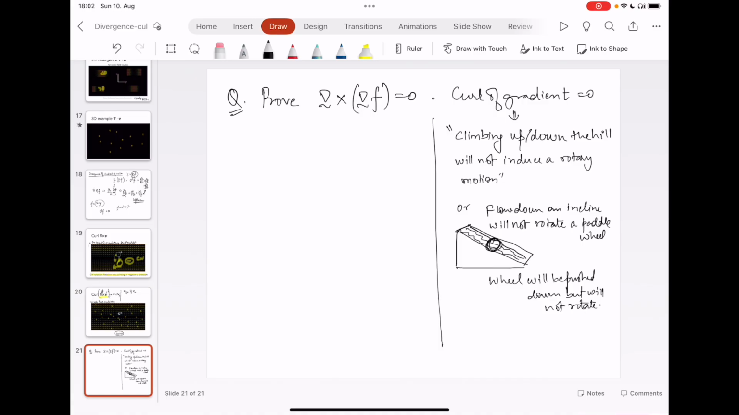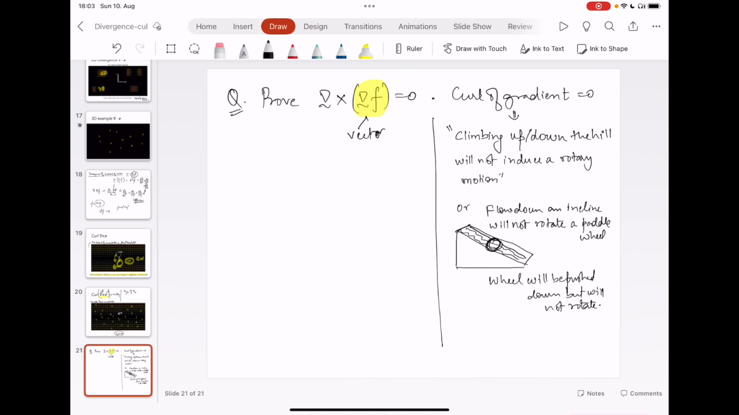Let's look at an example of proving using Einstein notation that the curl of a gradient of a scalar is always zero. In a physical sense, it means that climbing up and down the hill will not induce any rotary motion. What do I mean by that? You know well now that the gradient of f tells you the direction of increase or decrease. So it gives you some sort of slope in 1D, 2D, 3D. And the gradient of a scalar field is a vector field.